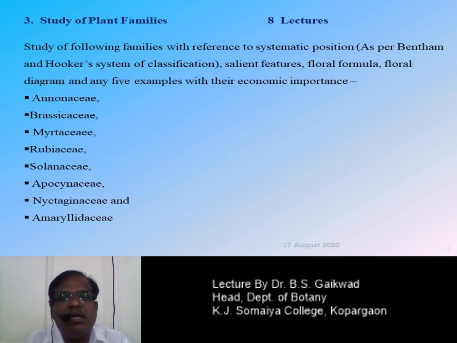The next, third chapter is the study of plant families. The study of plant families with reference to systematic position as per the Bentham and Hooker system of classification. They expect the salient features, floral formula, floral diagram, and any 5 examples for each family with their economic importance. Here, in the Bentham and Hooker system, first of all we must classify the plants according to the Bentham and Hooker system of classification.